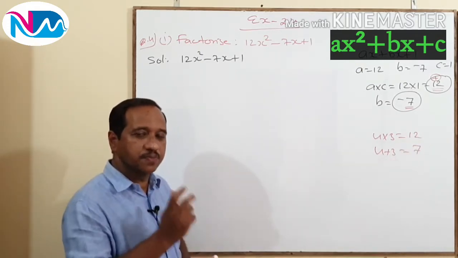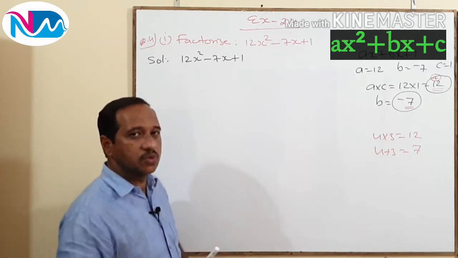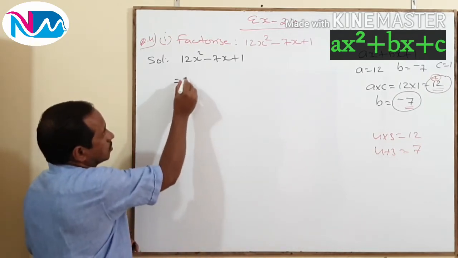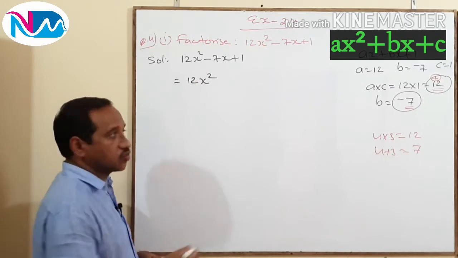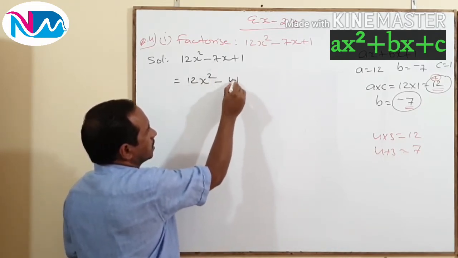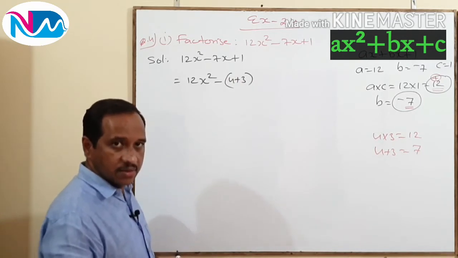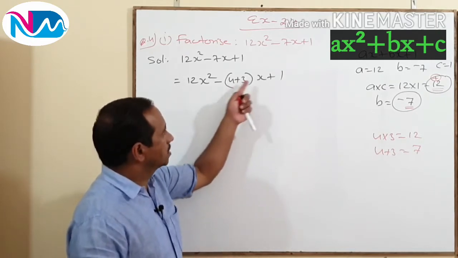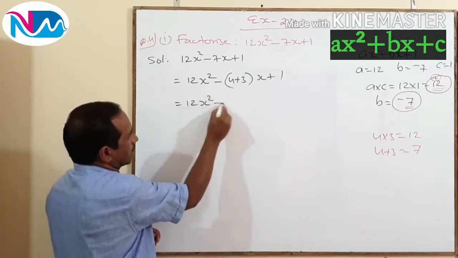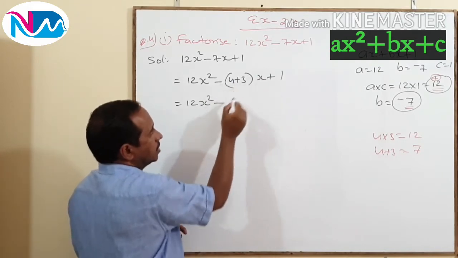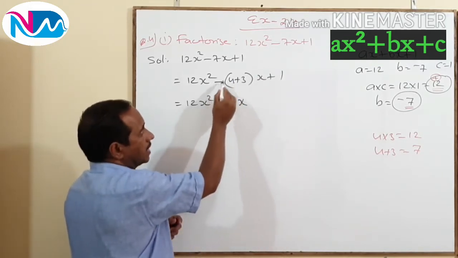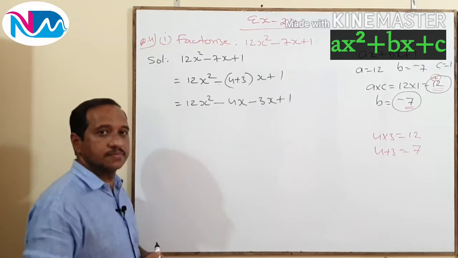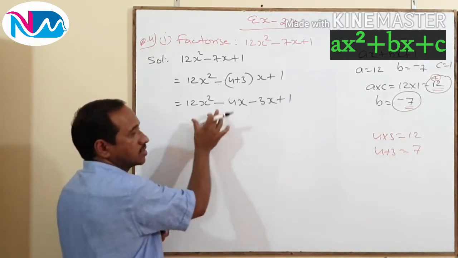So here we are going to split the middle term as the sum of two numbers, which are 4 and 3. So 12x square minus 7x plus 1 can be written as 12x square minus (4 plus 3)x plus 1. The next is simple. Open the bracket. 12x square minus 4 into x minus 4x minus 3 into x minus 3x plus 1. Next is grouping the first two terms and last two terms.